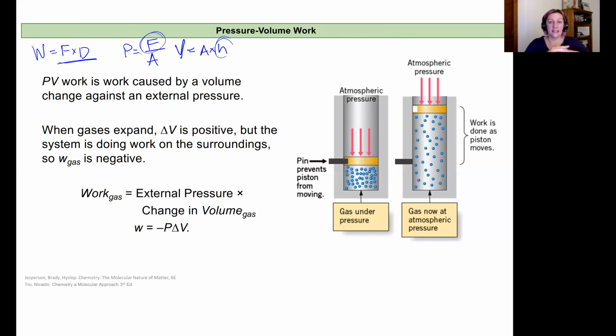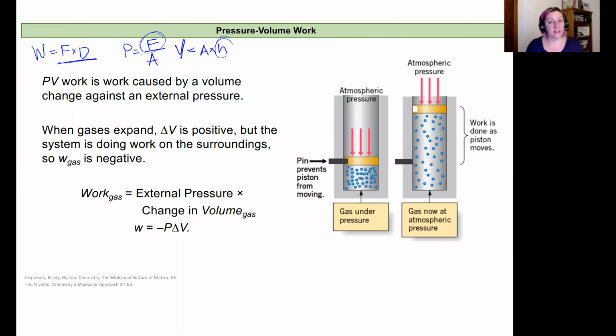So when a gas expands, when a chemical reaction produces a gas and that gas expands out, we have a change in volume that's positive for that chemical reaction. It's going to get bigger, right? So we have a positive change in volume. What's happening is that the system, that chemical reaction, is pushing on the surroundings, the atmosphere around it, pushing it back to make space for this new volume of gas produced. And so that work is being done from the system to the surroundings, and that will be a negative sign for our work function.